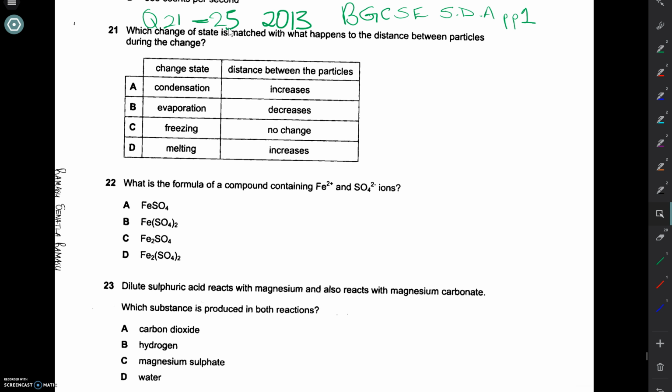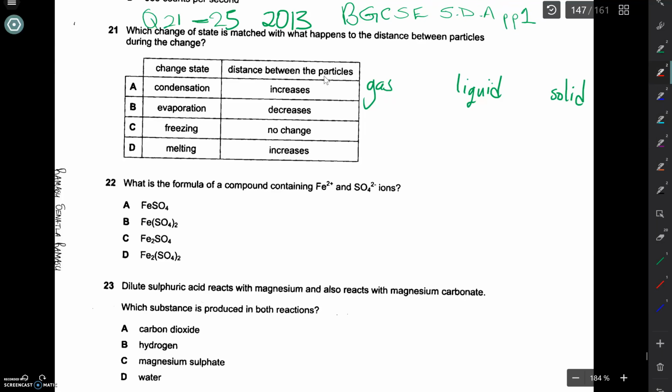The question, question 21, reads: which change of state is matched with what happens to the distance between particles during the change? Okay, so we have a gas, right? Then we have liquid, then we have a solid. These are the states that we have.